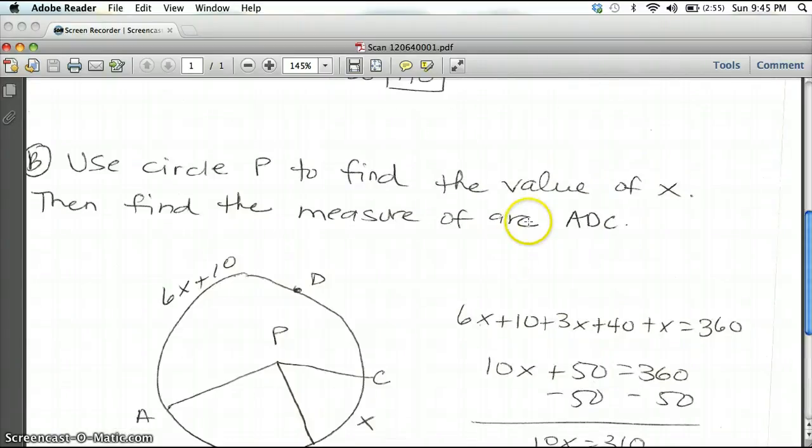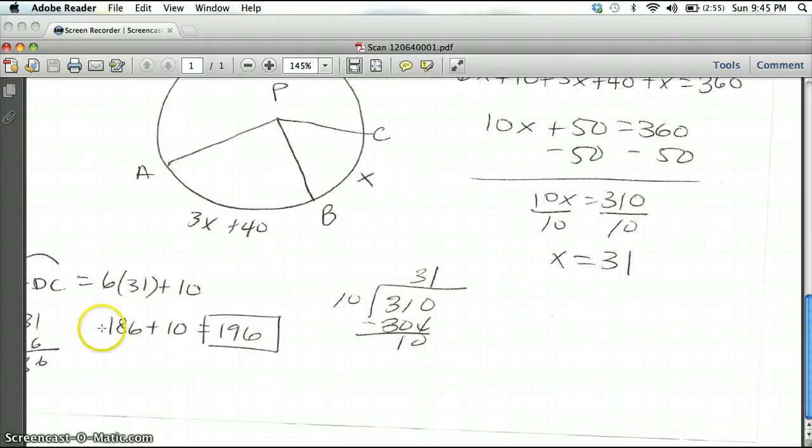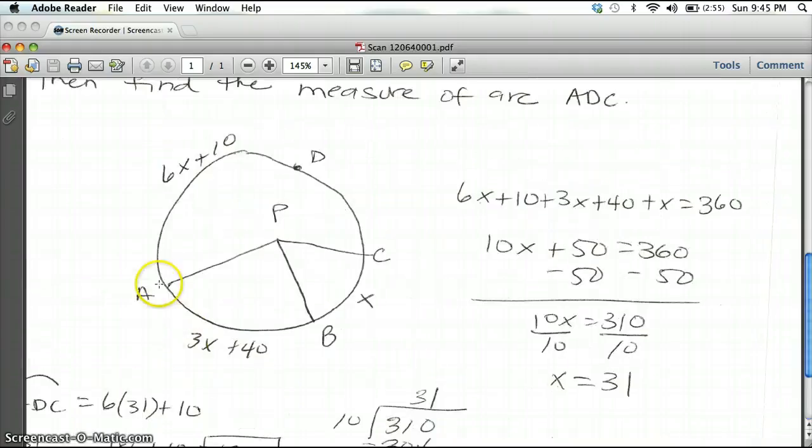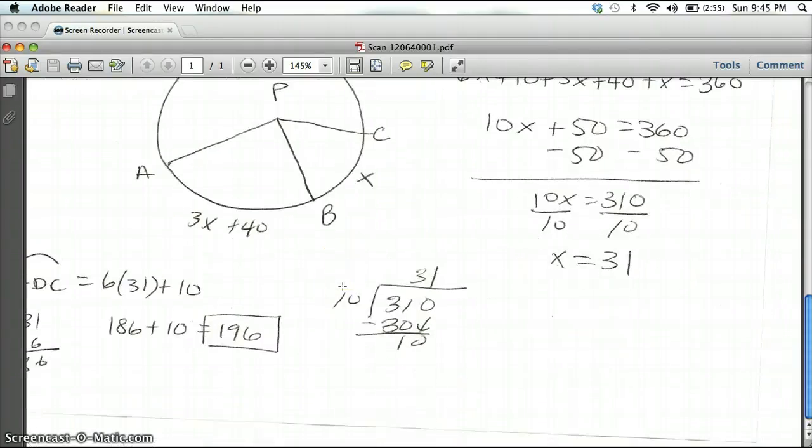And it also asks us to find arc ADC. So arc ADC is 6x plus 10. So I plugged 31 into x, and 6 times 31 plus 10 is 196 degrees. So arc ADC is 196 degrees.